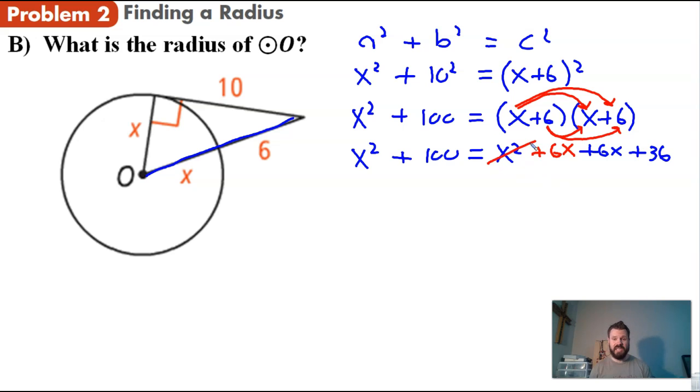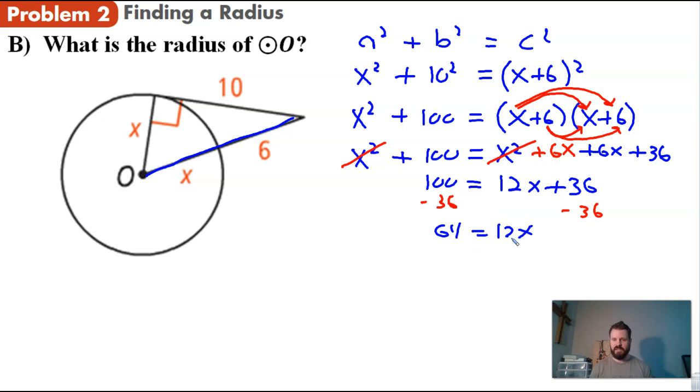Now, right off the bat, I can just cancel out these x squareds. If I subtract x squared from both sides, they go away. So I have 100 is equal to 6x plus 6x is 12x plus 36. And then from here, just subtract 36 from both sides. That gives us 64 equals 12x. And then just divide both sides by 12. We end up with x is equal to 5.3 repeating, we could say.